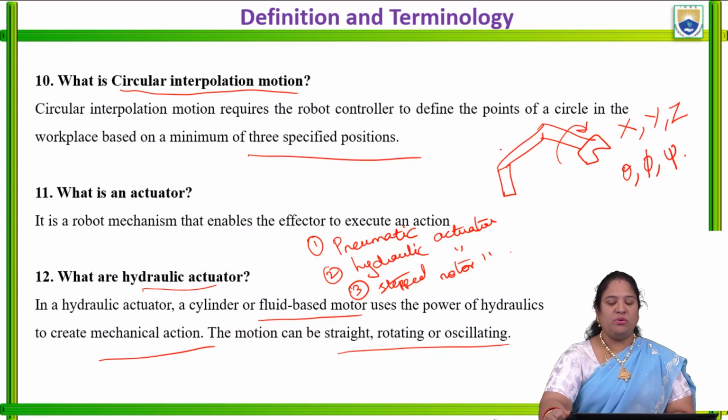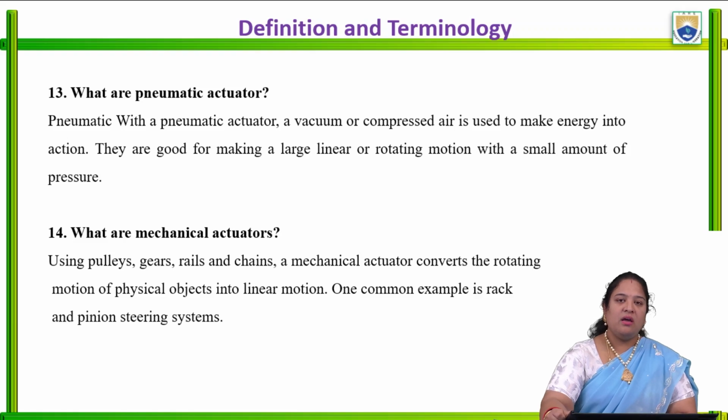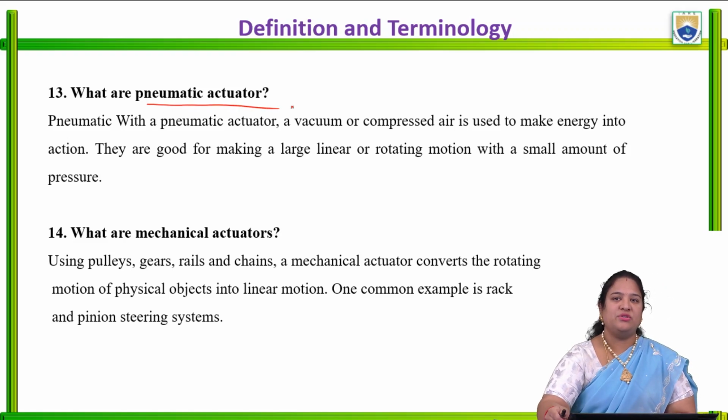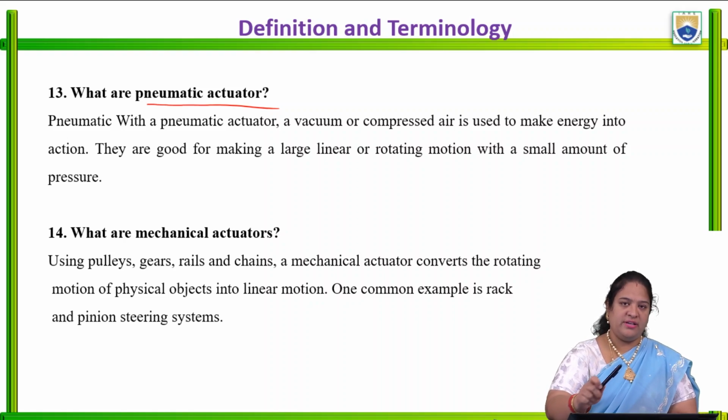In the same way, in the stepped motor type, we will be using a motor, which is a direct current or an alternating current motor, due to which the robot's manipulator will be moving. Next, as we have already studied, the pneumatic actuator works on compressed air, which is used to turn energy into action, as we have already discussed.